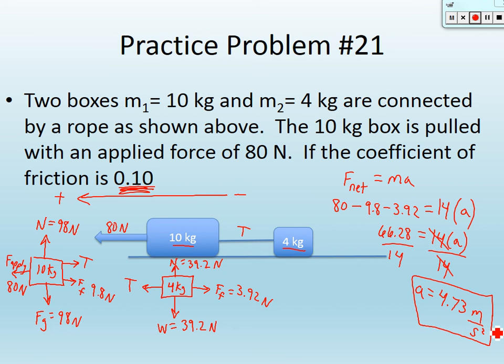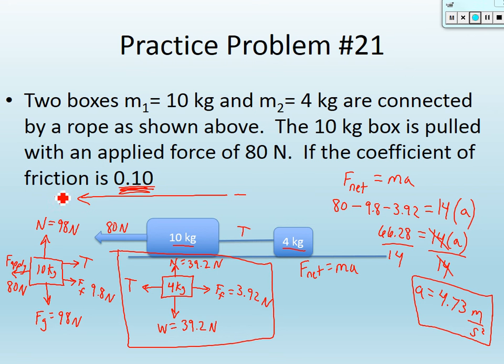Now, let's find the force that exists between these two blocks, which is tension. Again, how am I going to do that? How would I find tension, guys? I need to solve for tension. Couldn't I use Newton's second law individually on this block? Now that we know its acceleration, let's do that. Okay, so let's use Newton's second law on this block. So force net is equal to ma.